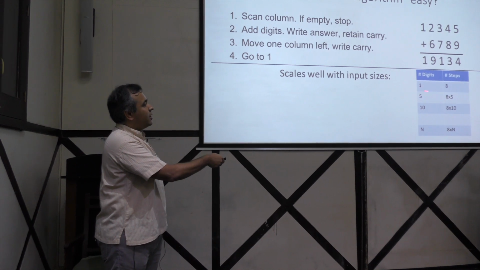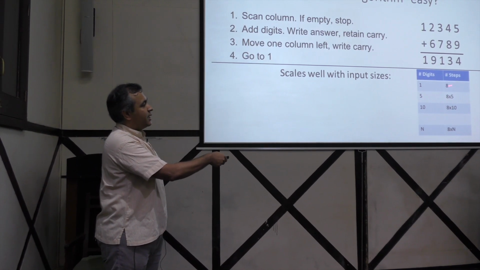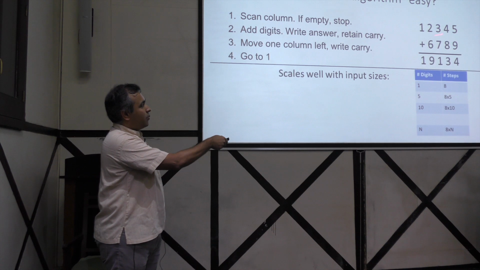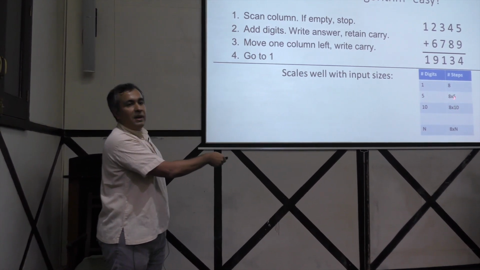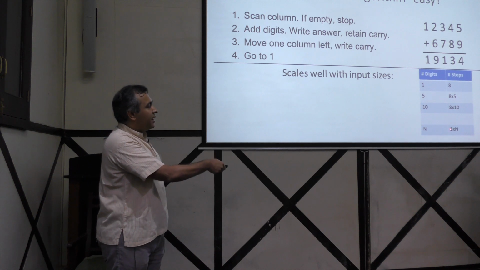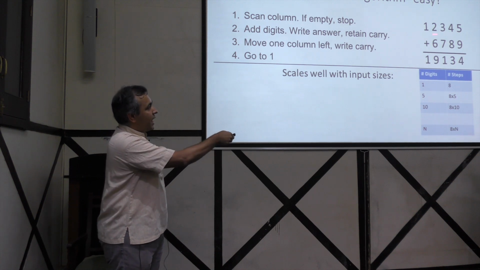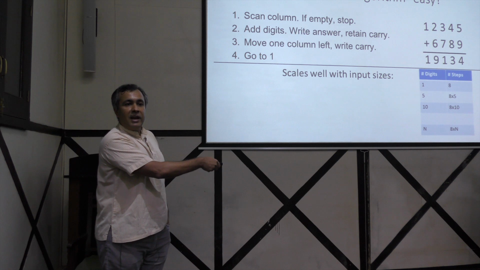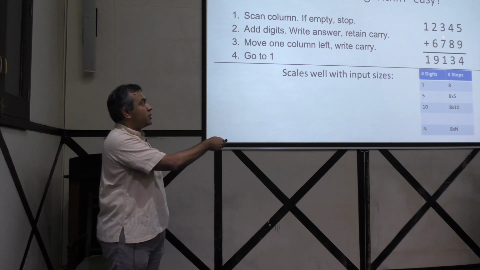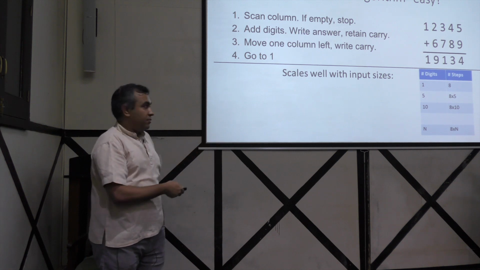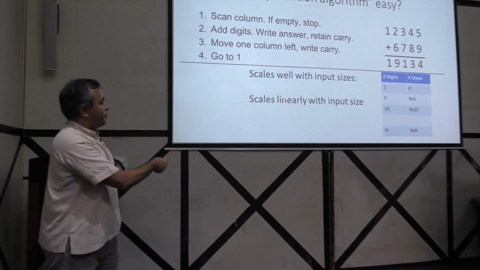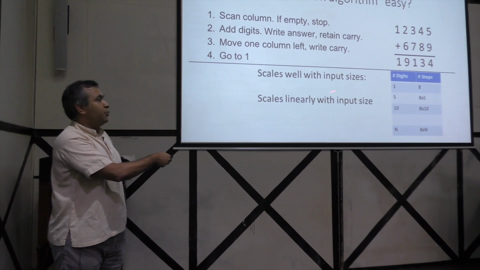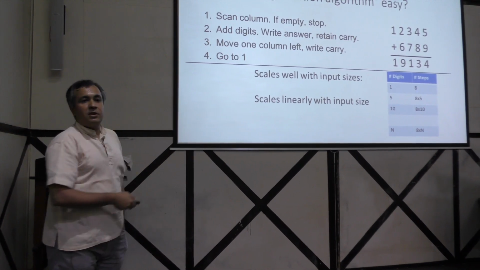Whereas this one, if there's 1 digit, it possibly takes some 8 steps. If there are 5 digits in the numbers, as in this case, it possibly takes 40 steps. If there are 10 digits, it takes 80 steps. It scales very nicely. If this was an n digit number, it possibly just takes 8n steps, unlike the other one which depends on the size of the number. So this method of addition scales very nicely. In fact, it scales linearly with the input size.